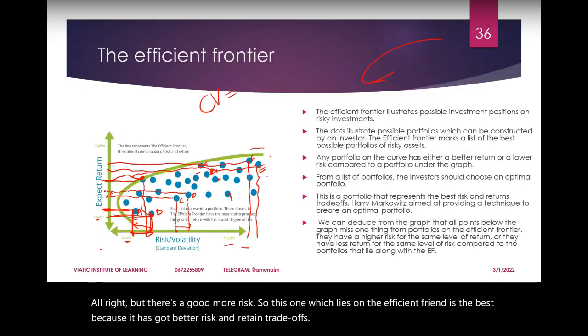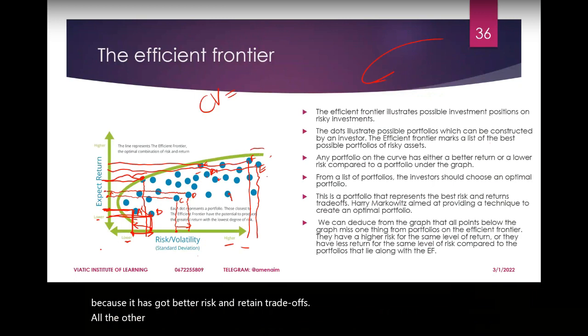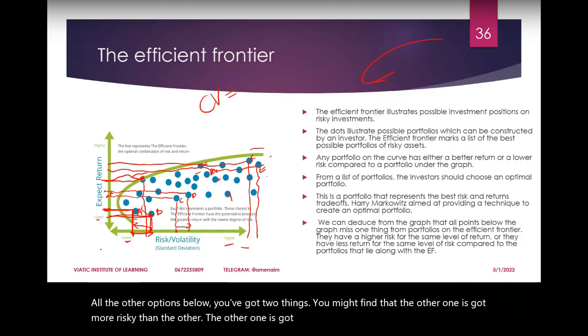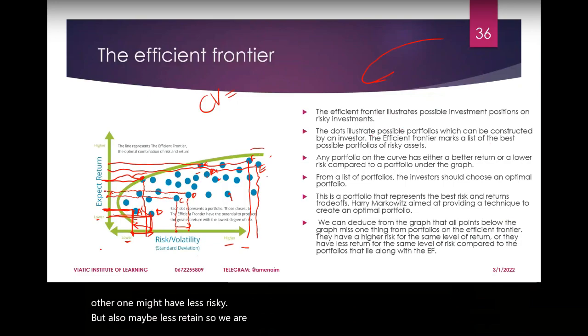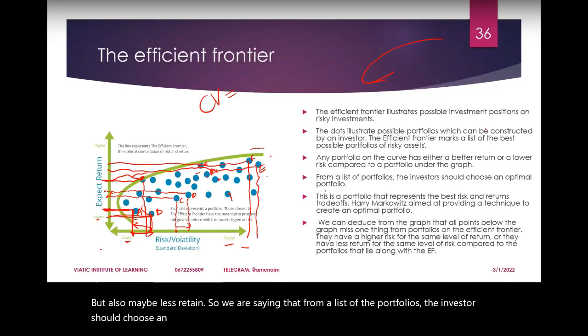All the other options below, you've got two things. You might find that the other one is more risky than the other. The other one has got more return, but it's more risky. The other one might have less risk, but also maybe less return. So we're saying that from a list of portfolios, the investor should choose an optimal portfolio which lies on the frontier. This is a portfolio that represents the best risk and return trade-offs.